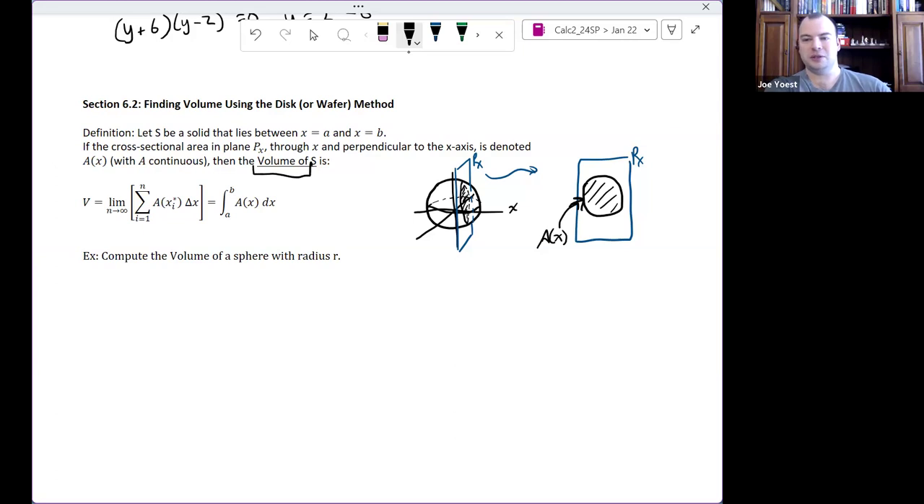So if we go through this process, if we figure out what A of x is as a function of x, and I know that my sphere goes from x equals a to x equals b, or I mean, I'm saying sphere here, but it could be an irregularly shaped object. It's just a little easier to draw and to envision what it looks like with a sphere. Then my volume is defined as the integral of the cross-sectional area.